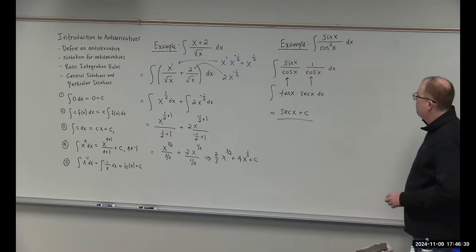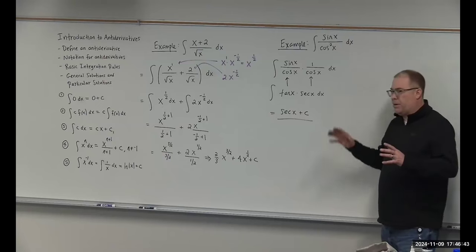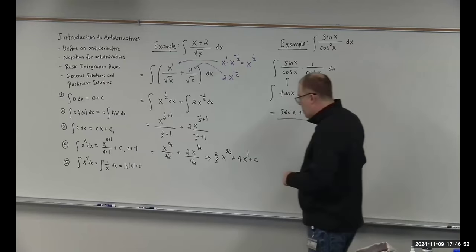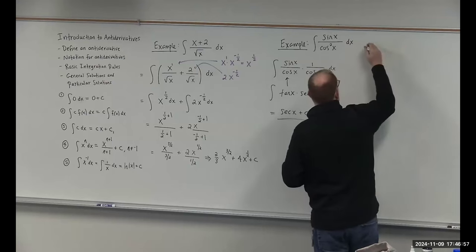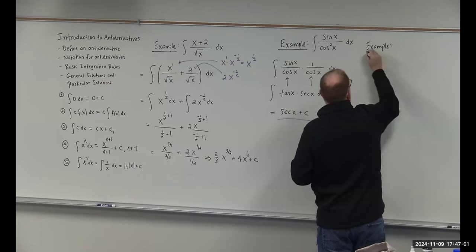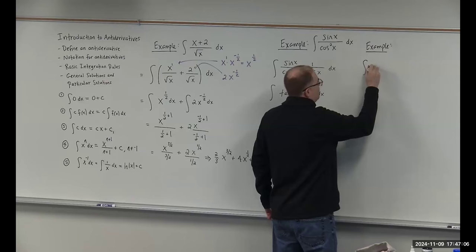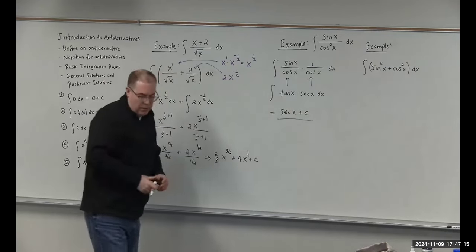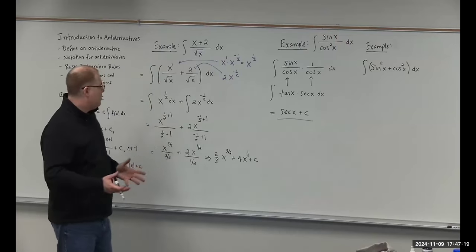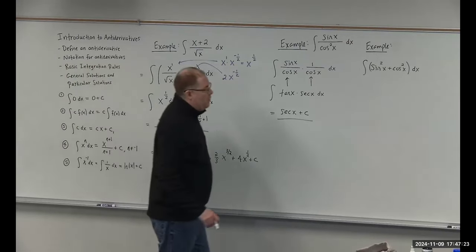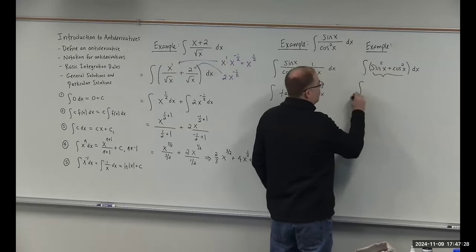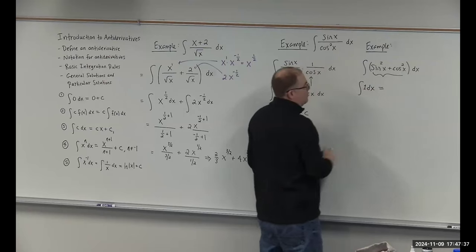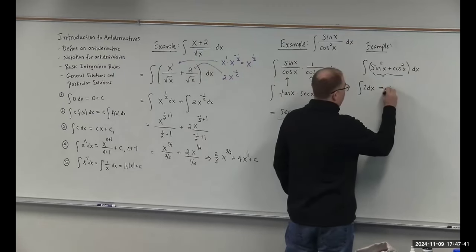Also, with integration problems, you're going to be using your trig identities to simplify things. So for example, let's say we want to take the integral of sine squared x plus cosine squared x. Technically, we could do this in a different way, but right now we only have these rules. So you would remember that this is equal to one. So this is simply the integral of dx, and the integral of one dx is just x. So we're going to get x plus c.